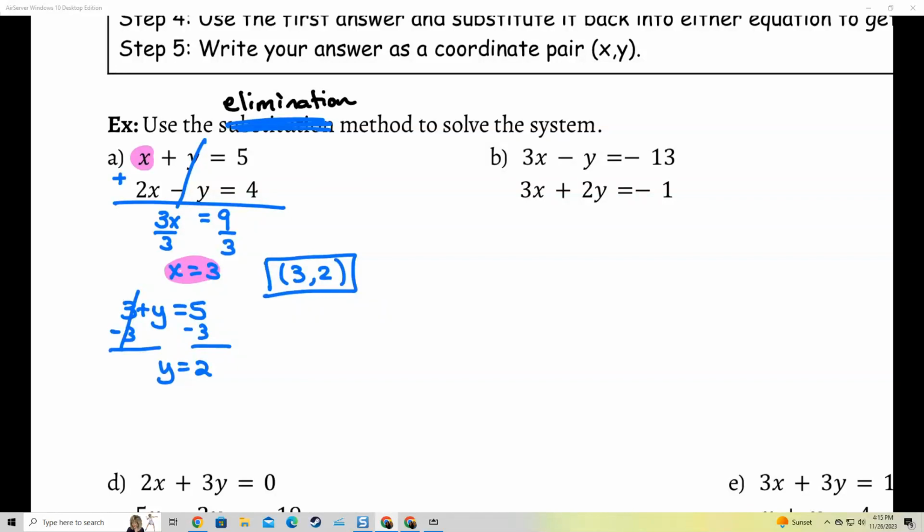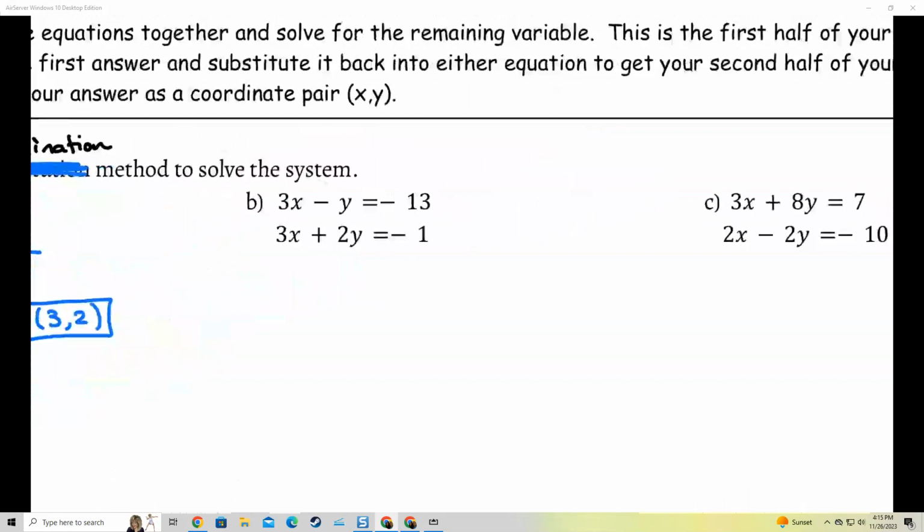Sometimes they're going to be very fast like this. Sometimes they will not be. And it's just going to be on you to recognize whether we need to do anything with it. So let's take a look at letter B. Letter B, again, step one is we need to make sure that they are matching up in the right spots.